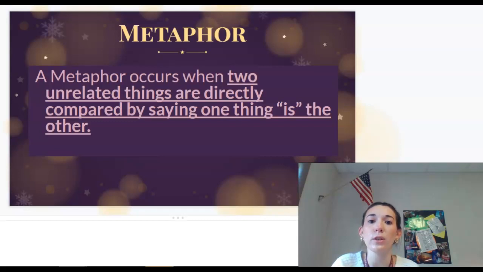The next form of figurative language that we're going to be talking about is metaphor. So a metaphor occurs when two unrelated things are directly compared by saying one thing is the other. So this does not use like or as. It compares like a simile, but it's different because it's saying that it is and not using like or as.